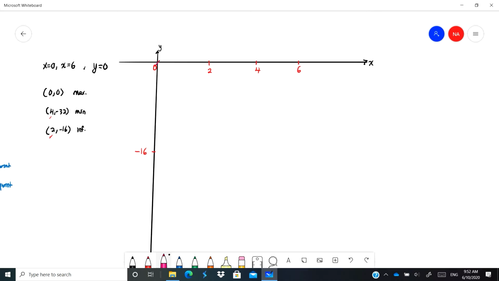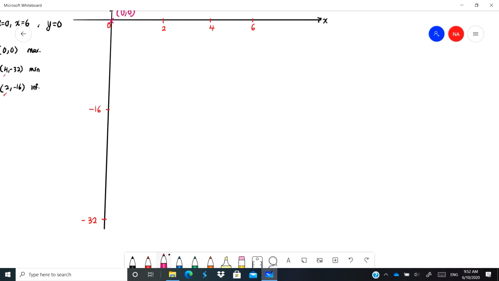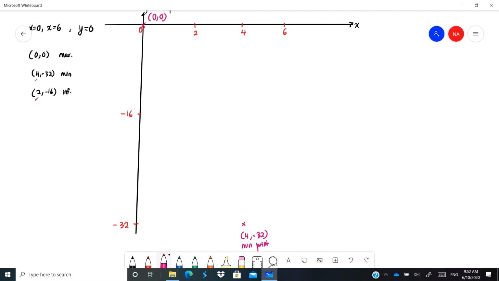Firstly, we'll have to mark the maximum point. So (0, 0) is the maximum point, so I'm writing here (0, 0), this is the maximum point. Then I'll have (4, negative 32), which is somewhere around here. So (4, negative 32) is the minimum point. And then we'll have (2, negative 16), which is somewhere around here. So (2, negative 16) is the inflection point.